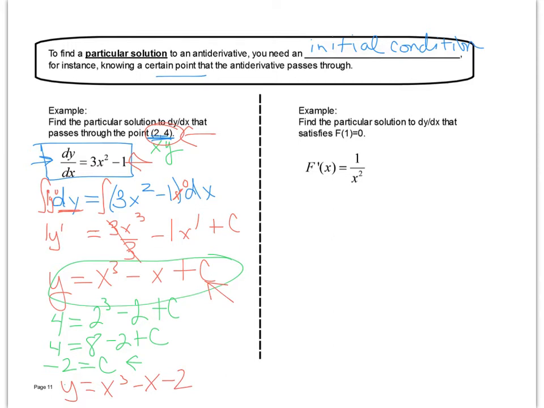Okay, this models the same thing, but instead of writing it in differential form, it wrote it as a derivative, as an f prime, Newton's notation versus Leibniz notation. I write it like this.